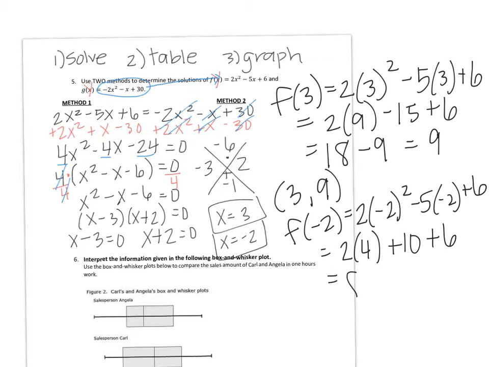2 times 4 is 8, and 10 plus 6 is 16. And then lastly, 16 plus 8 is 24. So when I plug in a negative 2 into my f of x, my answer is 24. Therefore, my other solution, or intersection, is negative 2, comma, 24.